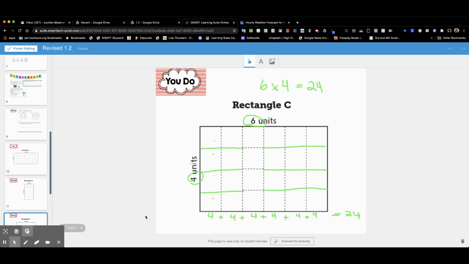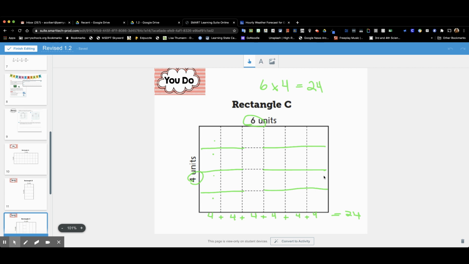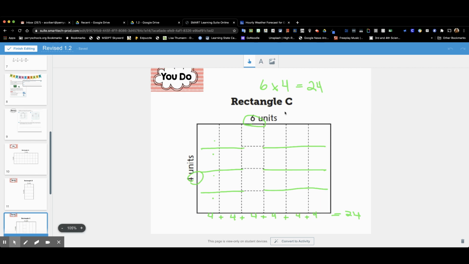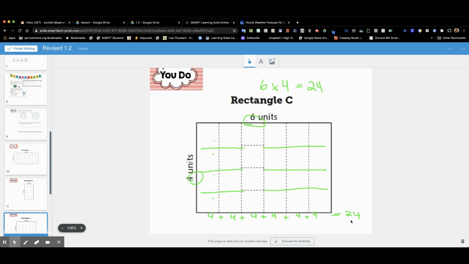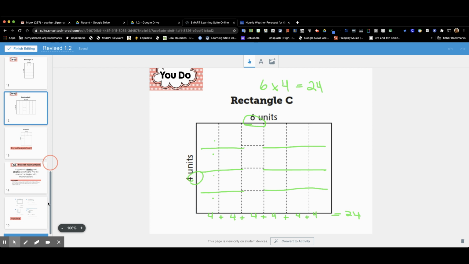Okay, so here's my work. You can see that I did 6 times 4, I got 24. I also checked my work by drawing out my lines here, and I can see that I have 4 in each row. So I did 4 plus 4 plus 4 plus 4 plus 4 plus 4, same as 4 times 6, and I got 24. You could have also done 6, 6, 6, 6, and got 24. Both those ways represent 6 times 4 or 4 times 6, and our answer would be 24 square units.